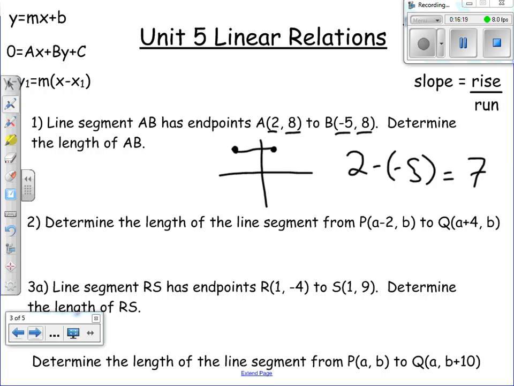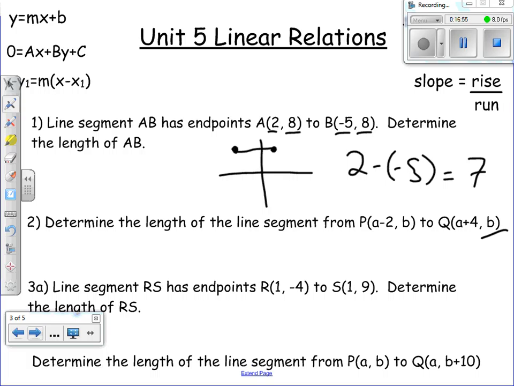Question 2. Question 1, you could just graph it. Question 2, you can't graph, because the coordinates aren't numbers anymore. This is where it gets a little bit wonky. So, which numbers do we have to subtract from what? What do you think, Josh? Subtract the A minus 2 and A plus 4. Yep, because B and B are the same, right? So the y values are the same.